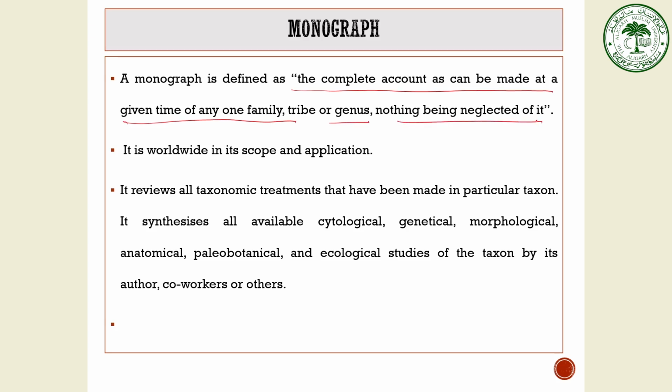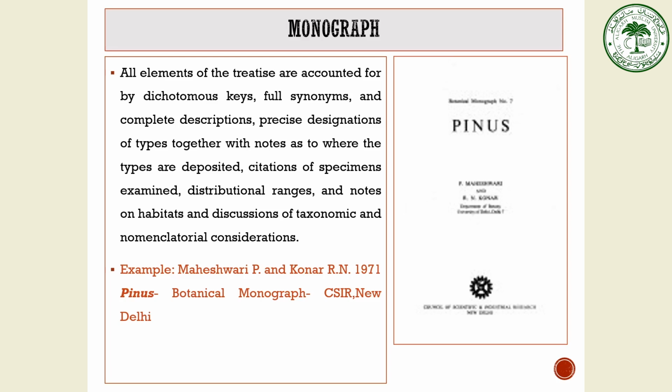So a monograph covers a group of plants, maybe a genus, family, or tribe. We have to write all the information which is published in the form of a monograph. It has a worldwide scope and application, and it reviews all the taxonomic treatments that have been made in the particular taxon, and synthesizes available cytological, genetical, and all the other types of information. So if you would like to publish a monograph, you have to collect all the information from the different respective fields, and you can publish it in the form of a monograph.